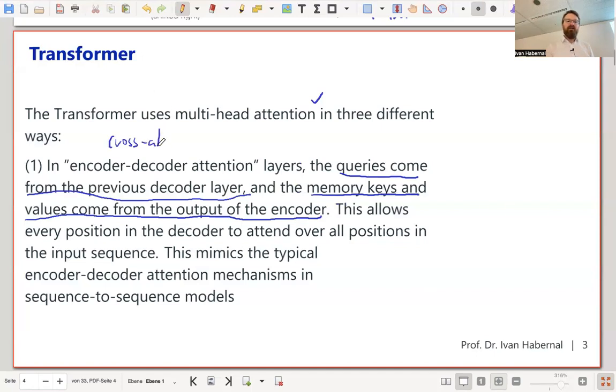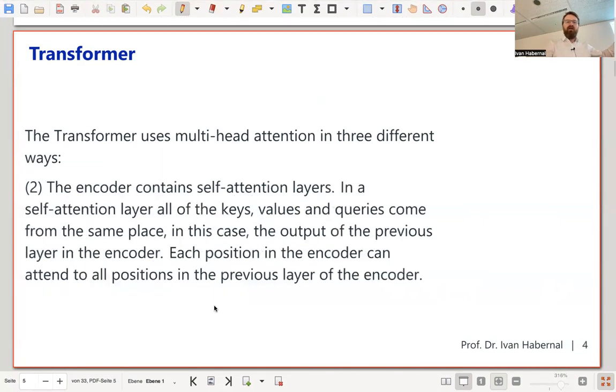But this is also the cross attention, a term people are using as well. This allows every position in the decoder to attend over all positions in the input sequence. Exactly, that's what we said. This mimics the typical encoder-decoder attention mechanism in sequence-to-sequence models. Yes, because that's what we saw in, for example, LSTM or RNN with attention. That's the same principle. You want to attend to every single token in the input, and you want to see what's the importance of every input at each decoding step. So this is the cross-attention again, quoted from the paper.